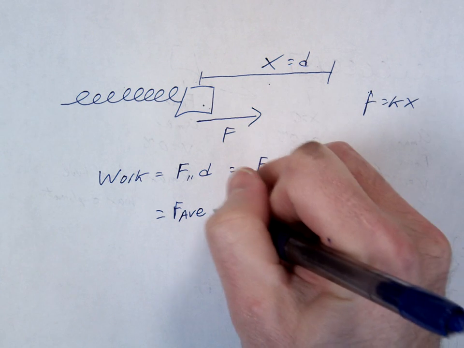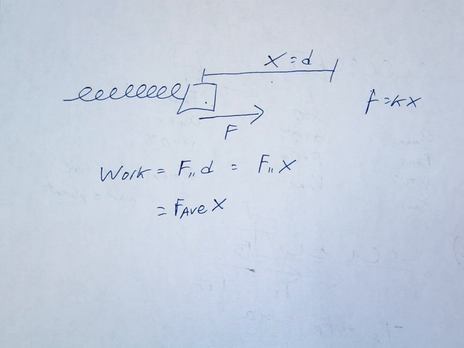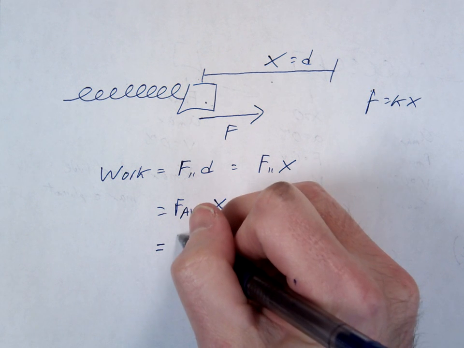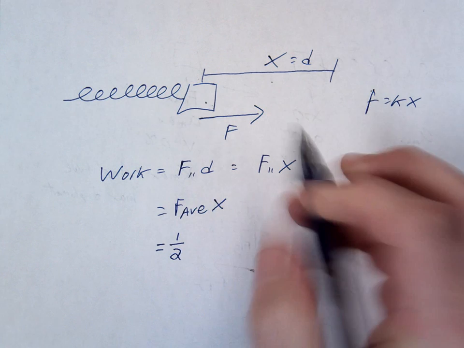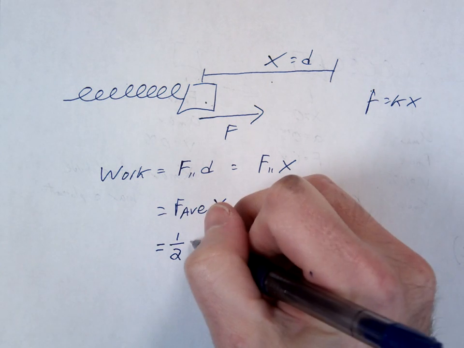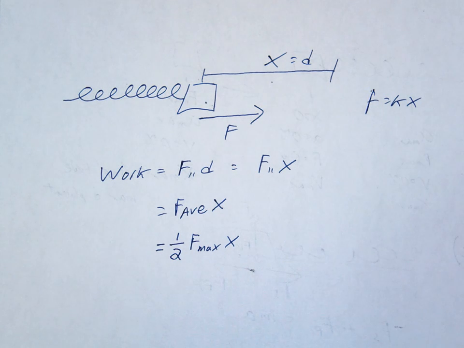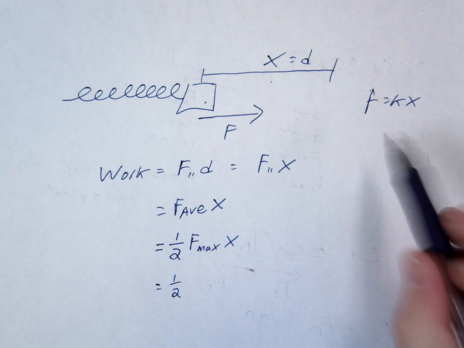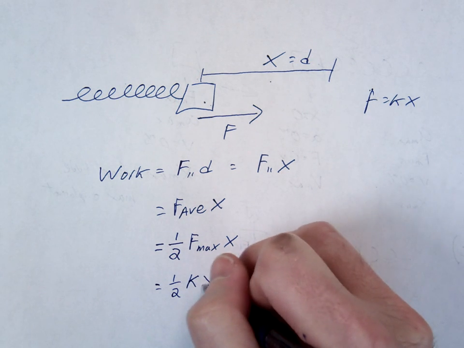So when you do this, just remember you have to multiply by the average force. Okay? Well, in this case, let's just do this mathematically. What would be the average force? 10, which is exactly 1/2. Since it's linear, we can simply go 1/2 times the F max times x. Well, what's the equation for F max? Kx.